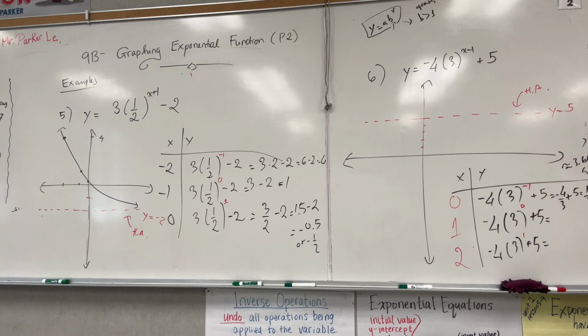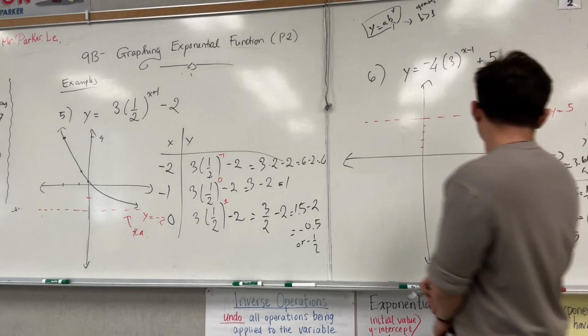All right, 3 to the power 0 is 1. -4 times 1 is -4. -4 plus 5 is 1. Okay? Here, don't multiply first. You take care of the power first. Again, this one you take care of the power first. 3 to the power 1 is 3. 3 times -4 is -12. -12 plus 5 is... Good job, Mr. Parker. Talking to myself. All right. 0 and 3.666.